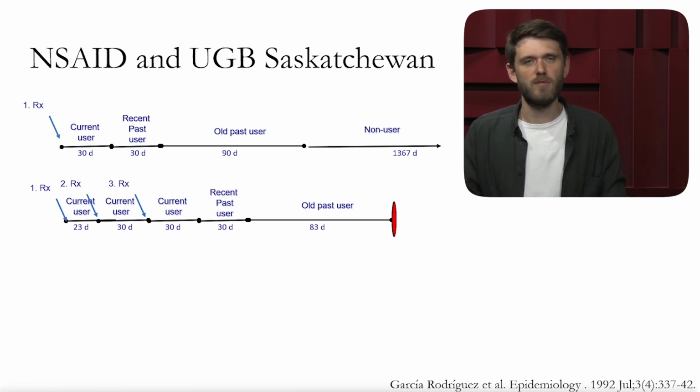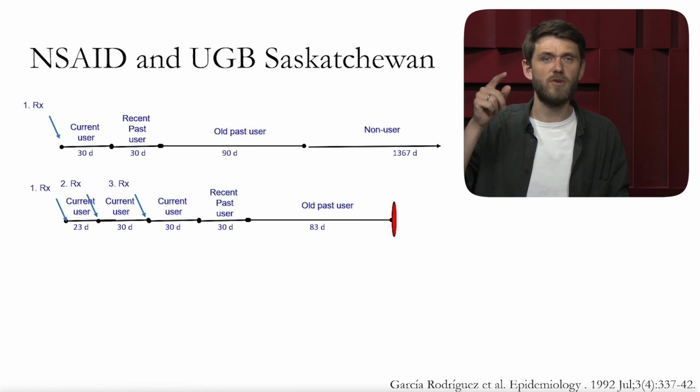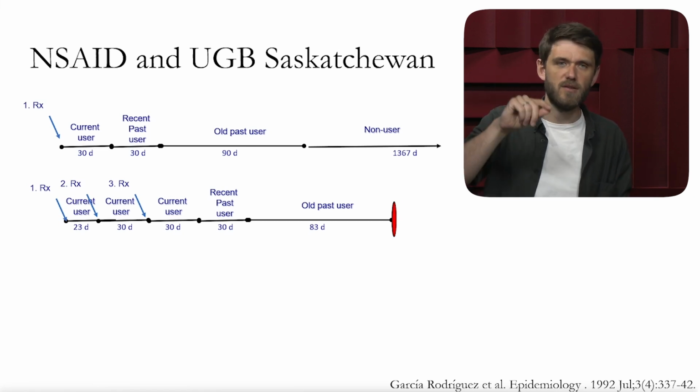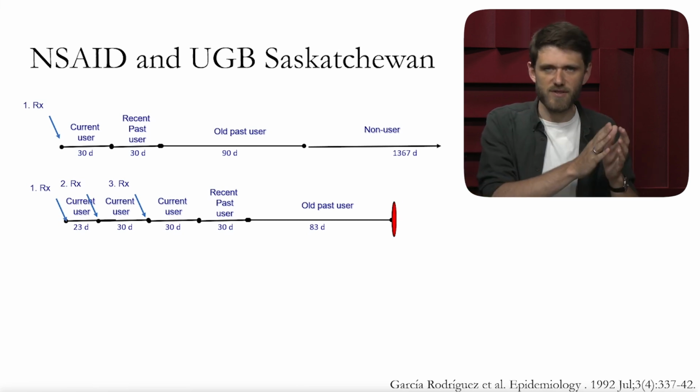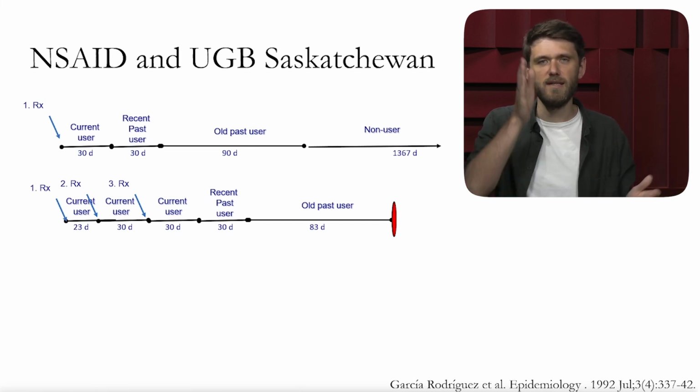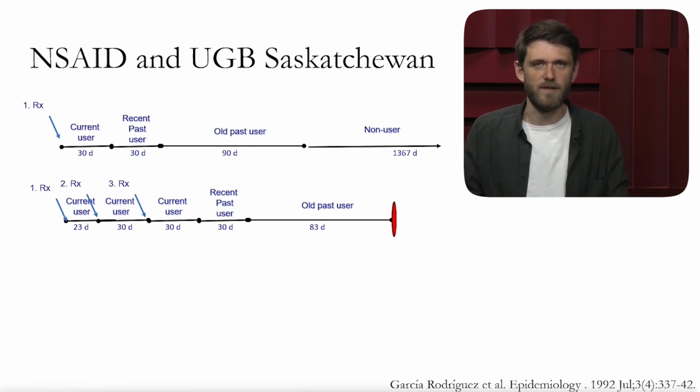Another person, with the second line here, is a user, and then still a user because a new prescription is filled, and then still a current user because a new prescription is filled, then a recent past, and then an old past user, and here censored due to an outcome event.